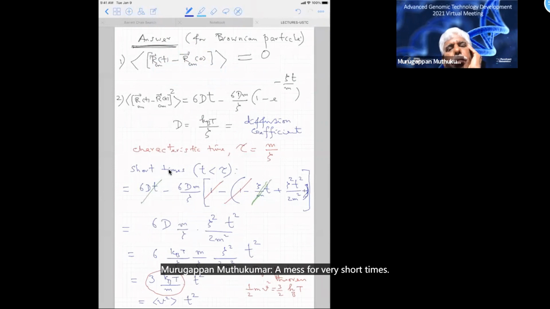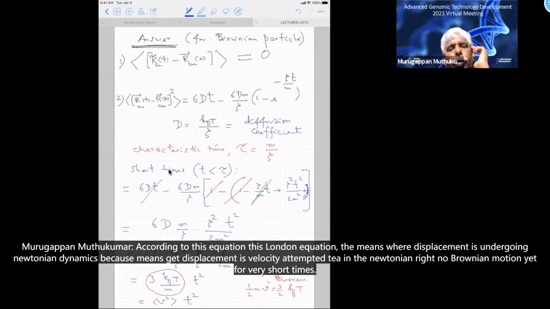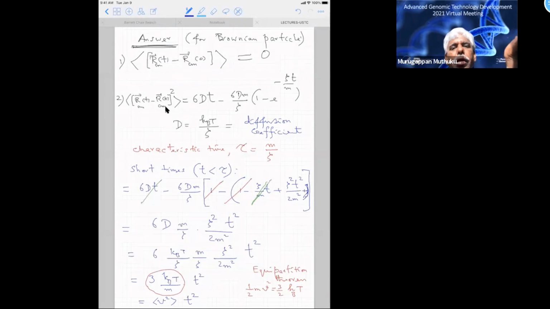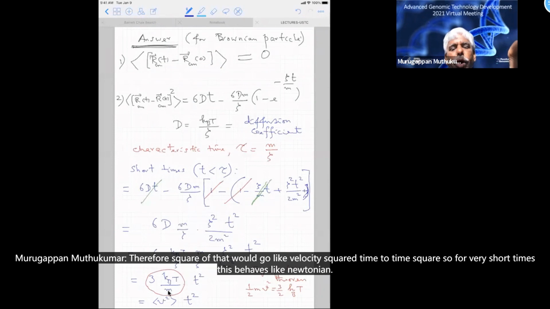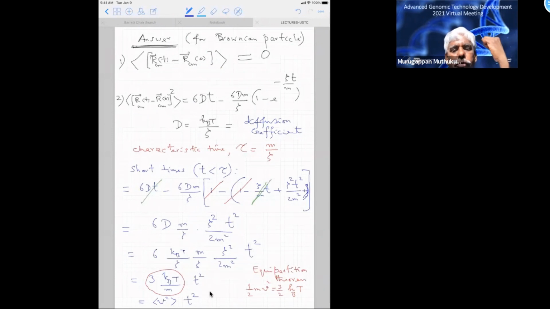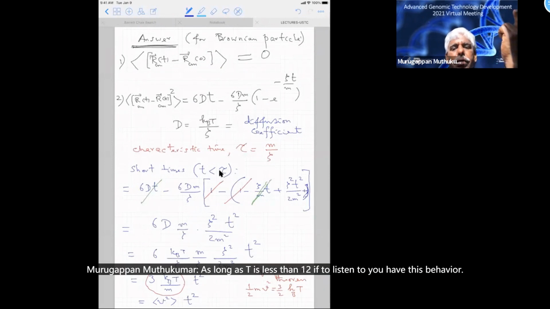That means for very short times, according to this Langevin equation, the mean square displacement is undergoing Newtonian dynamics, because displacement is velocity times t in the Newtonian case. No Brownian motion yet for very short times. Therefore, the square of that would go like velocity squared times time squared. So for very short times, this behaves like Newtonian, as long as t is less than tau.